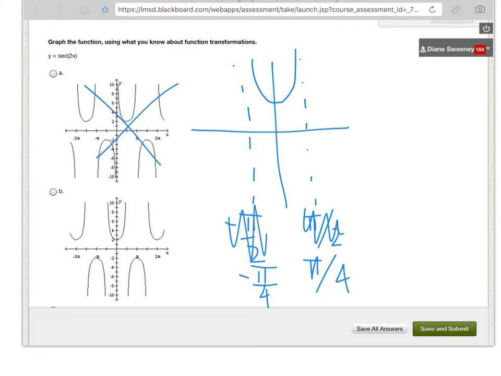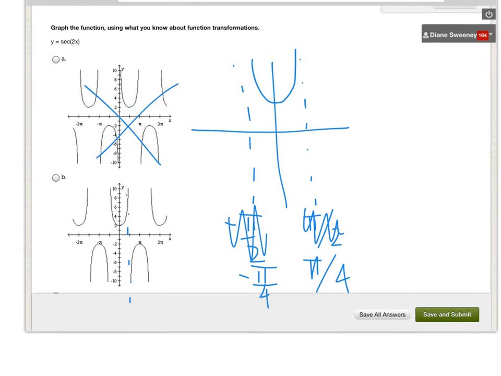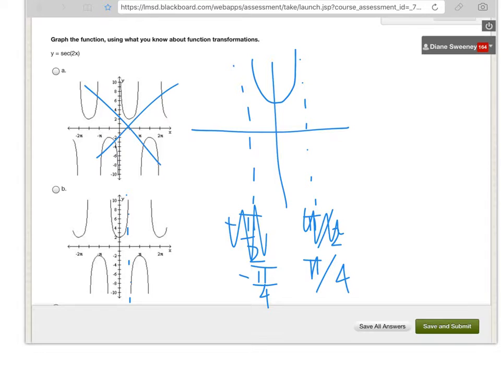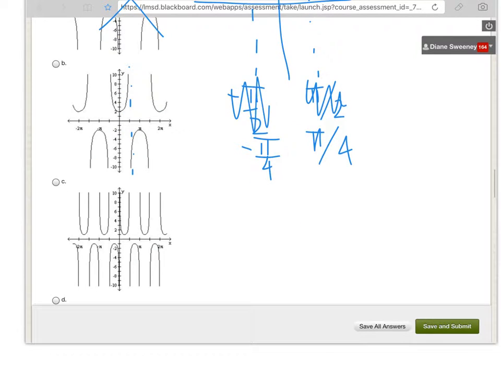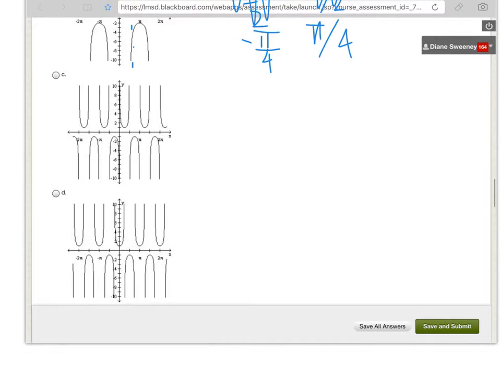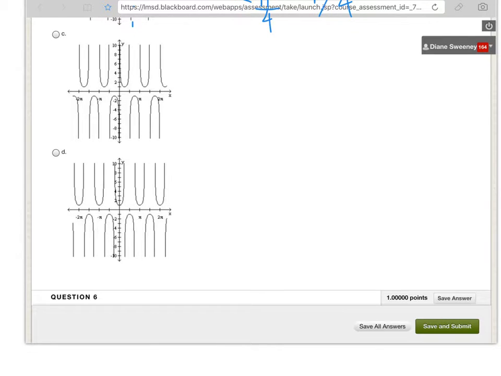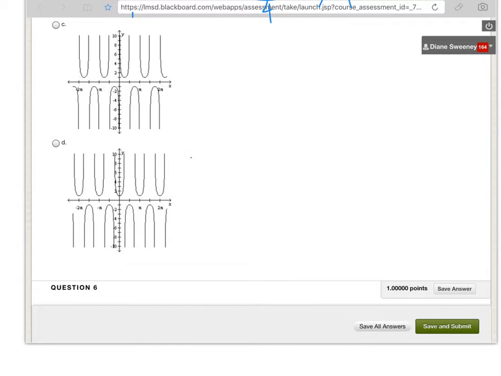So A is out. B, it looks like we have not shrunk this at all. The asymptotes are still at pi over 2 and negative pi over 2. Let's look at the other ones. If we scroll down a little bit, C looks good, but that's not even. That is not an even function. And D is an even function, as secant should be, and the asymptotes are in the right spot. So this is our graph.